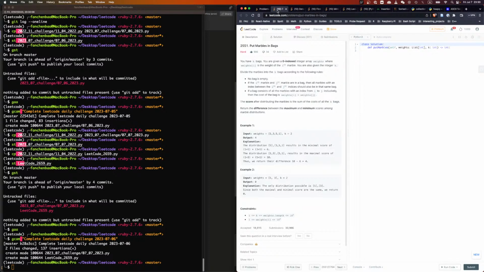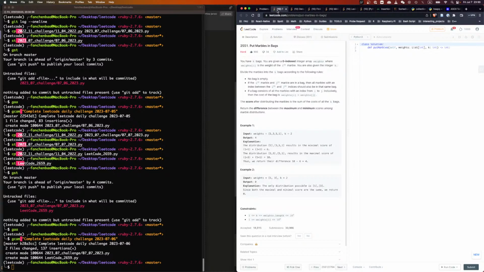You have K bags. You're given a zero-indexed integer array weights, where weights[i] is the weight of the ith marble. You're also given the integer K. Divide the marbles into K bags according to the following rules. No bag is empty. If the ith marble and the jth marble are in the bag, then all marbles with an index between them should also be in that same bag.